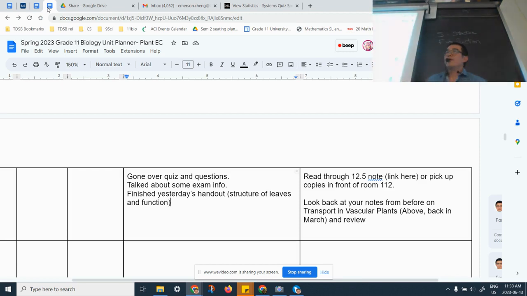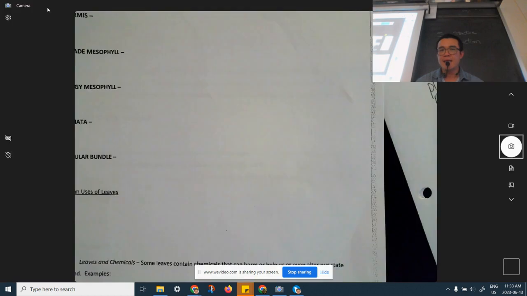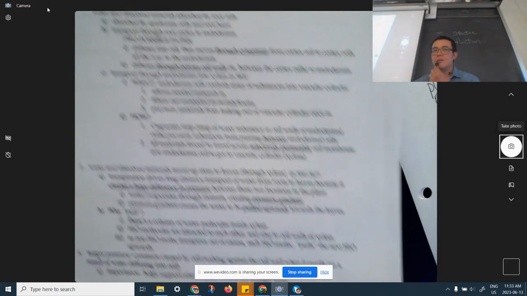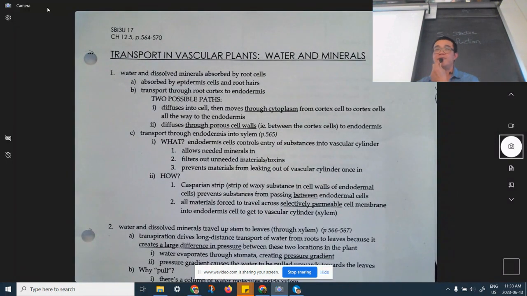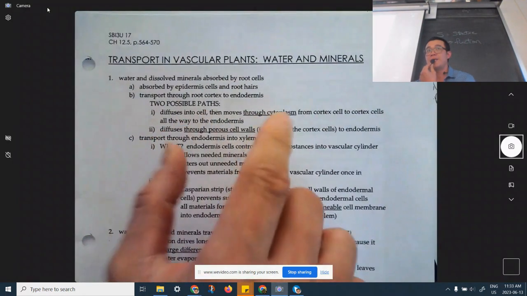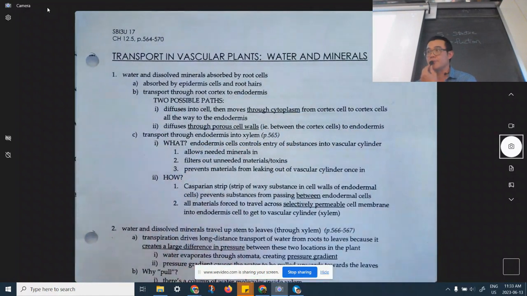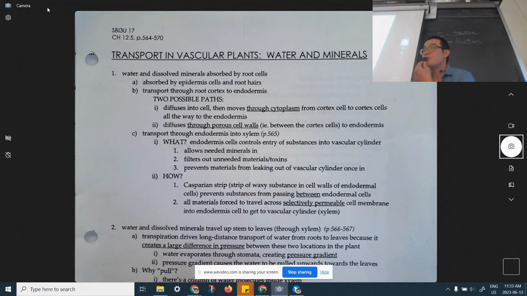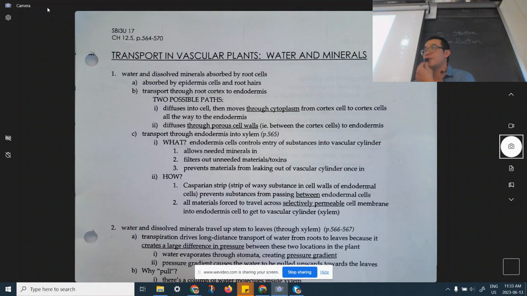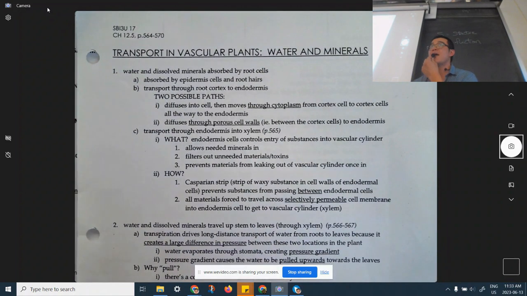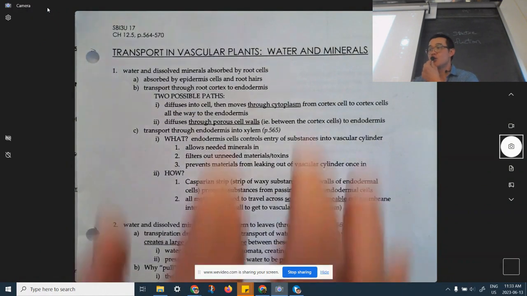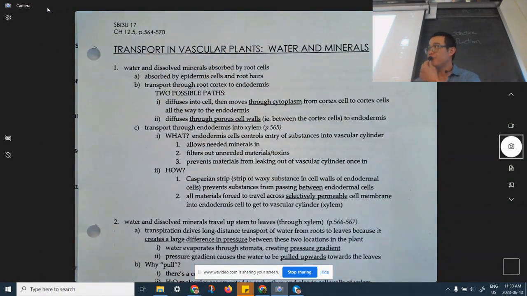Read through the handout by the other teacher about 12.5, transport in vascular plants, water and minerals. Did we learn this before? What is the process of transportation of water and minerals in vascular plants? Transpiration. We learned this back in March. But however, take a look through this.